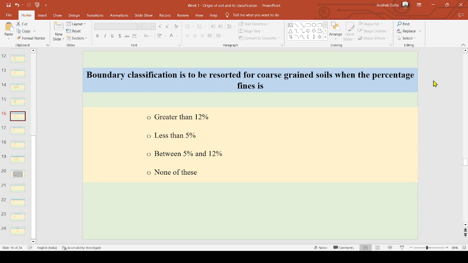Boundary classification is to be resorted for coarse grained soils when the percentage of fines is, I repeat, boundary classification is to be resorted for coarse grained soils when the percentage of fines is, your options are greater than 12 percent, less than 5 percent, between 5 percent and 12 percent, or none of these.